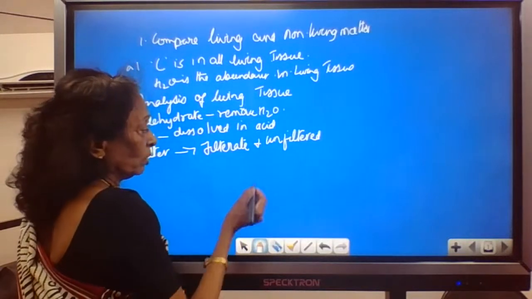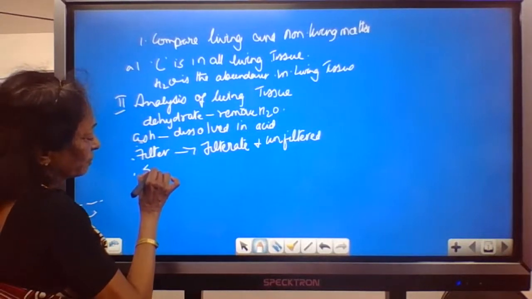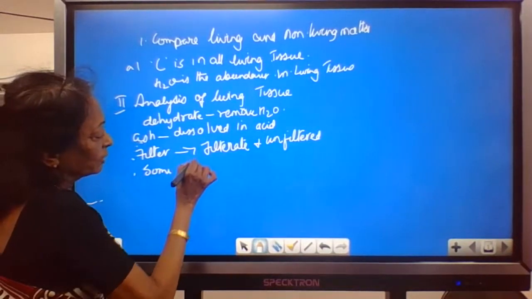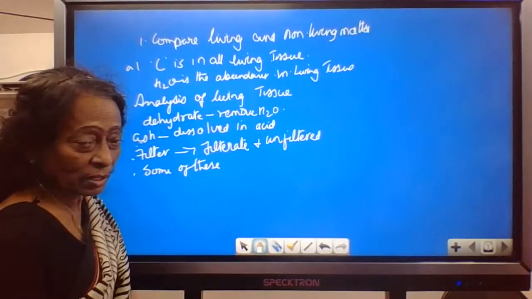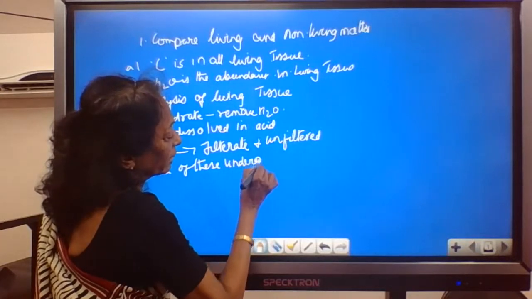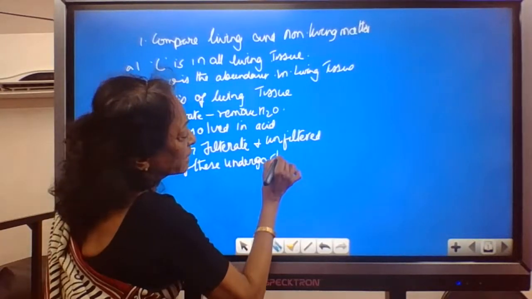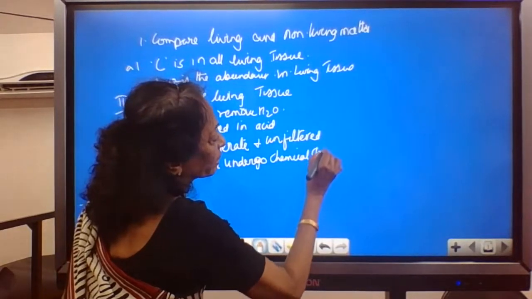Before, when they found out, they came to the conclusion. Now, they found that some of these substances, the micro and macro elements, undergo chemical reaction, chemical change in the living body.